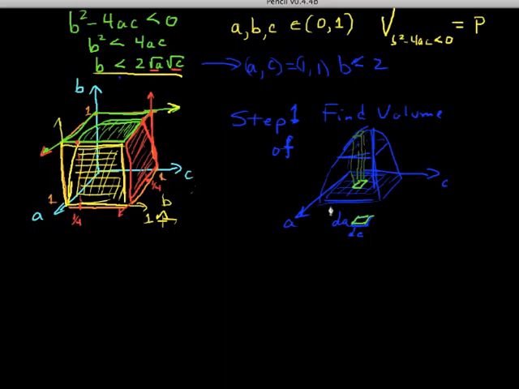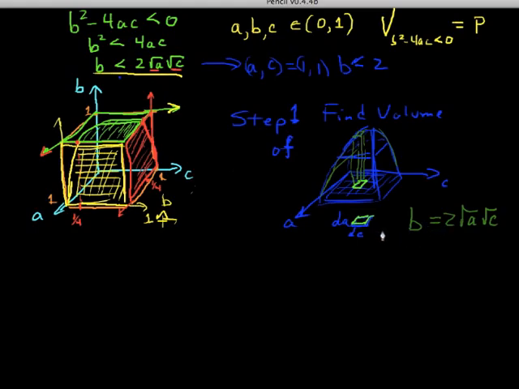What's the height of that column? Well, if you told me what A and C were, I would just say the height of that column is 2 root A root C, because this curve over the plane is B equals 2 root A root C. That's just from what we're interested in, the discriminant.